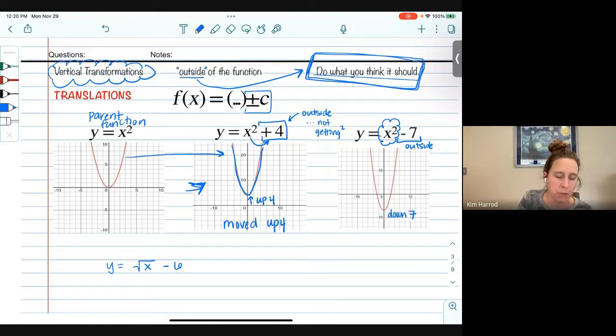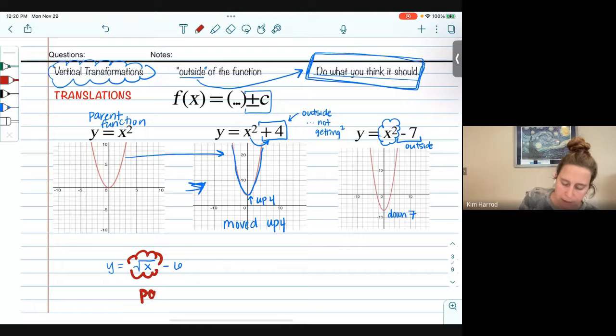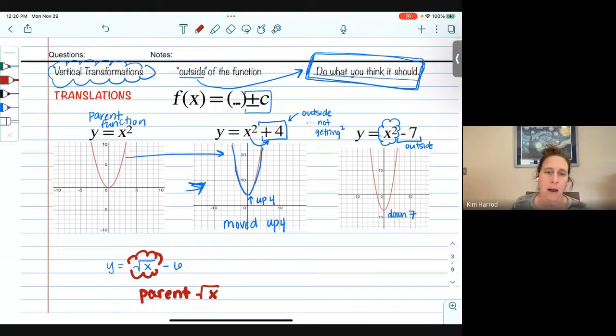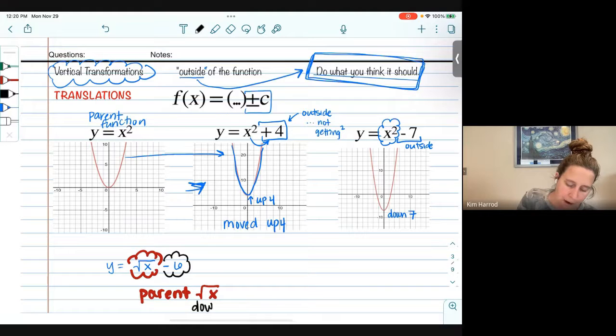What I want you to be able to recognize is that number 1, the parent function is the square root of x. That -6 is happening not underneath the square root, but after the square root, outside of the square root. So that tells me vertical, and it does what I think it should do. So -6 would move that graph down 6 spaces.